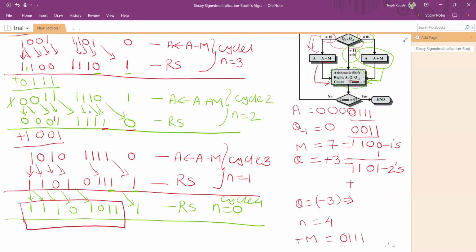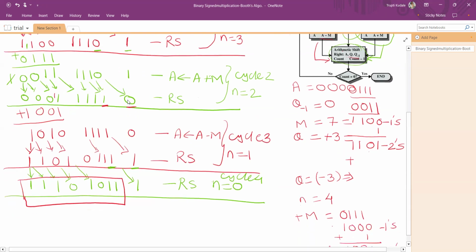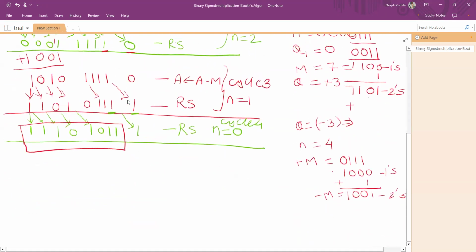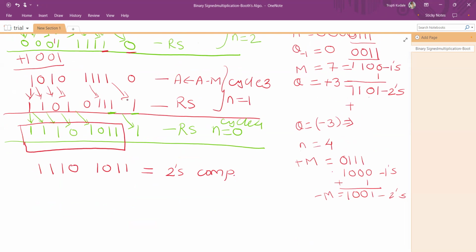Okay. Now your final result in this case, you got result as 1, 1, 1, 0, 1, 0, 1, 1. So this result is in 2's complement form. Okay. To check your actual result, what I am expecting my result should be minus 21. So it is negative result as my result is in 2's complement form.